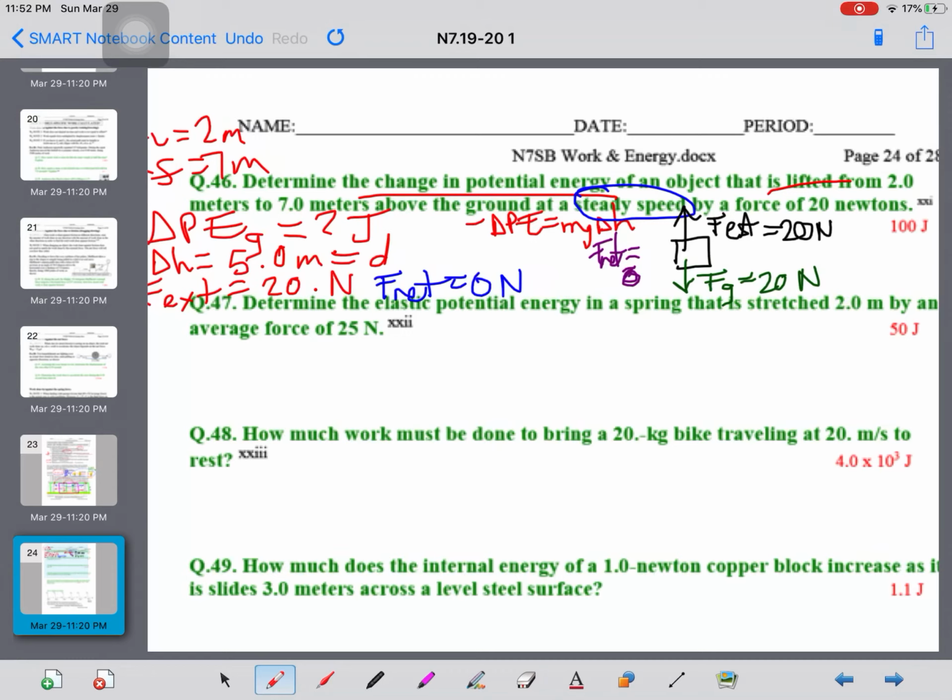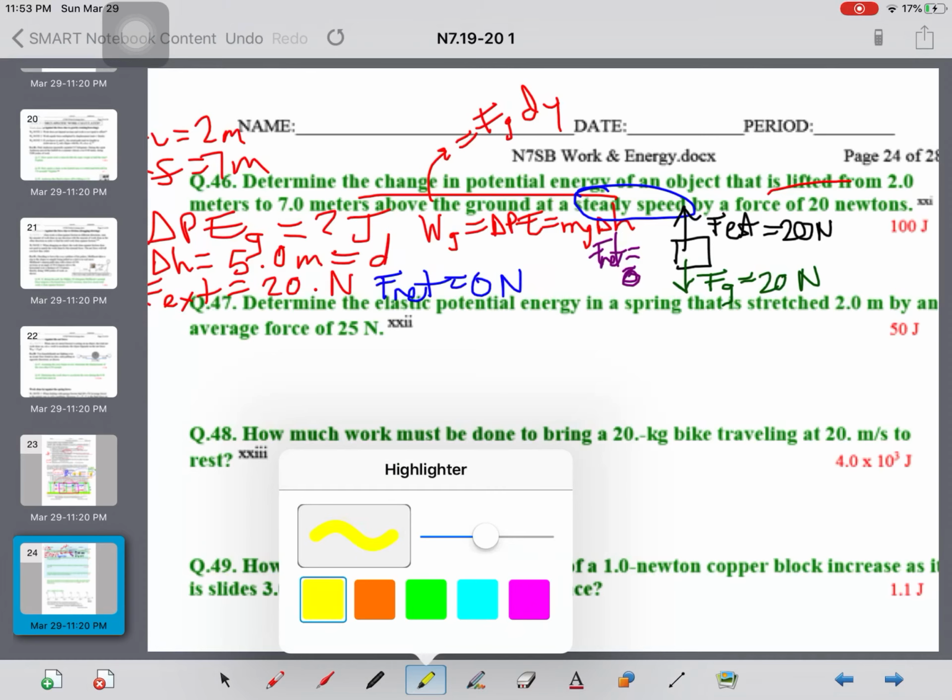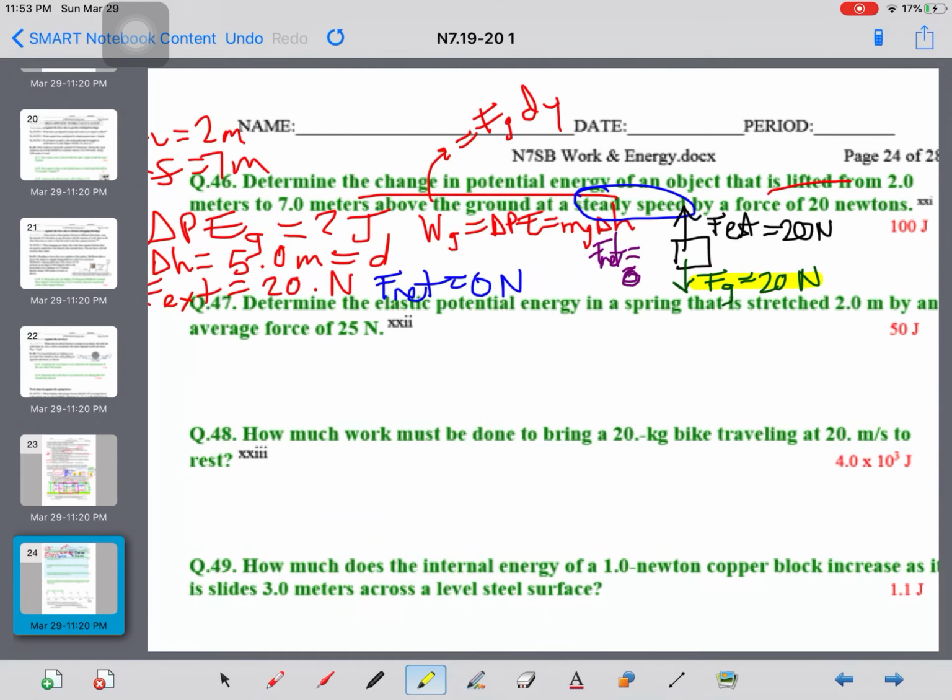You could say, oh, well, this is also equal to WG, which is also equal to FGD. Really dy, but even if you forget about that, you'll be okay. And if you notice here, well, that's kind of nice because we've got FG, we've got D in the Y direction. That fills this perfectly. Solve for WG and you get delta PEG. That's really it. That's all this is saying, is that you just have another tool to attack these problems.